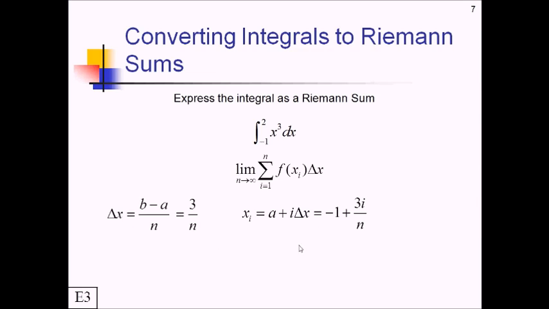And now I'm going to plug everything in and apply the function. Now the function itself is cubing, so I'm going to have the Riemann sum here of negative 1 plus 3i over n, quantity cubed, times my delta x value of 3 over n. And that's it. See, that wasn't too bad. You just have to get used to it.